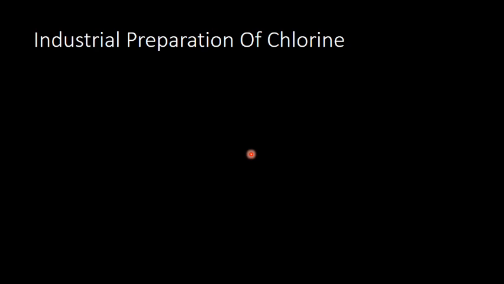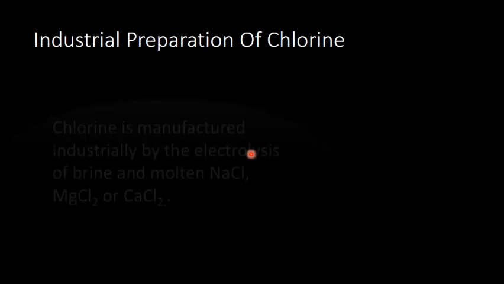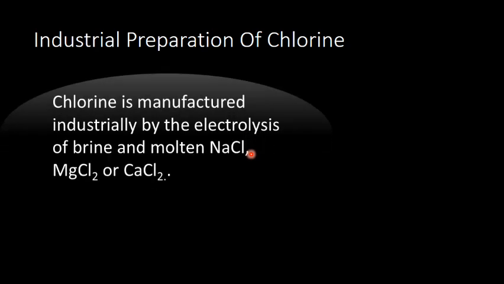Okay, so I want to discuss the industrial preparation of chlorine. Chlorine is manufactured industrially by the electrolysis of brine and molten sodium chloride. You can either have molten sodium chloride, magnesium chloride or calcium chloride. These are all salts, and they all contain chlorine, so it's easy for us to get the chlorine from them.